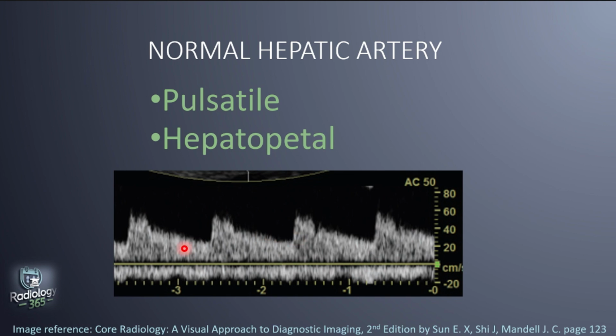So this image is a normal hepatic artery waveform, and it shows a pulsatile waveform above the baseline, indicating hepatopetal flow. The peak height corresponds to the peak systolic velocity, and the trough corresponds to the end diastolic velocity. A typical resistive index is 0.55 to 0.7, quite a low resistive index, which is normal for perfusion of organs. Organs are usually perfused at very low resistive indices.